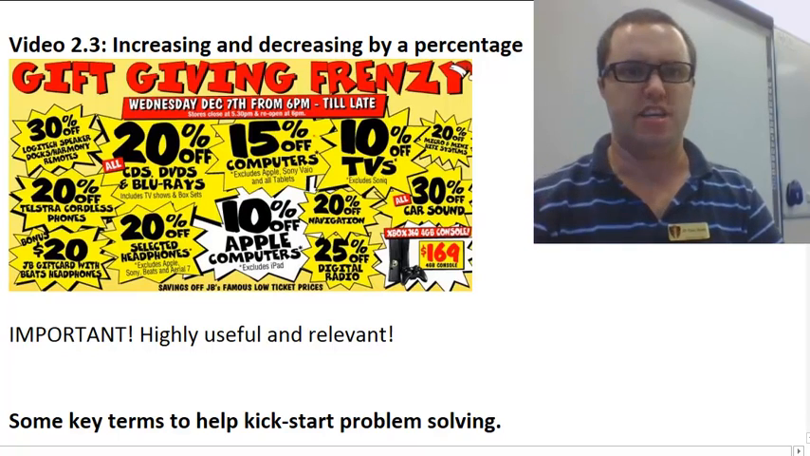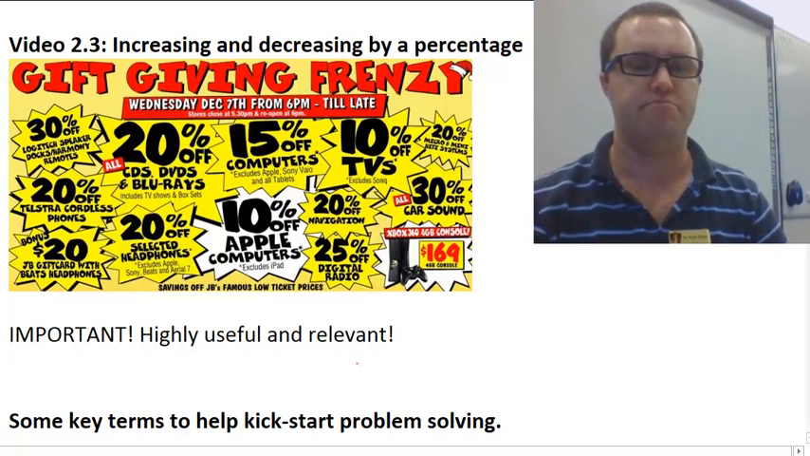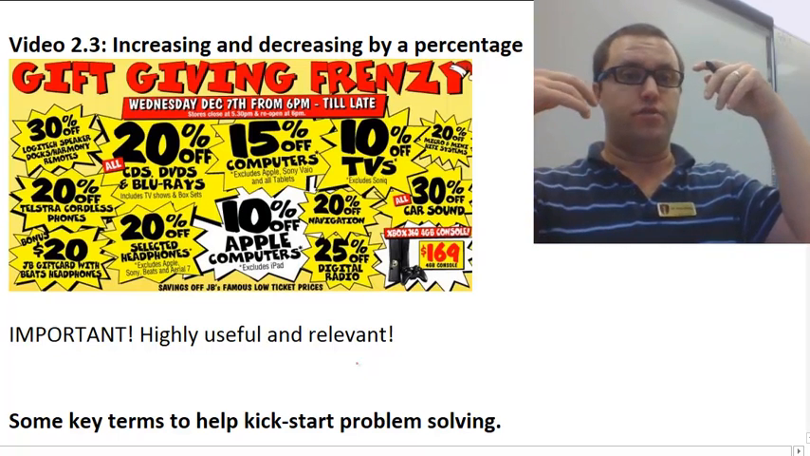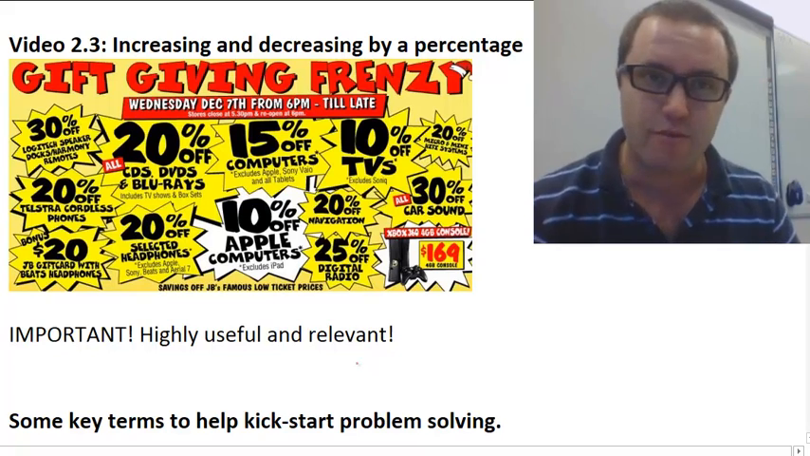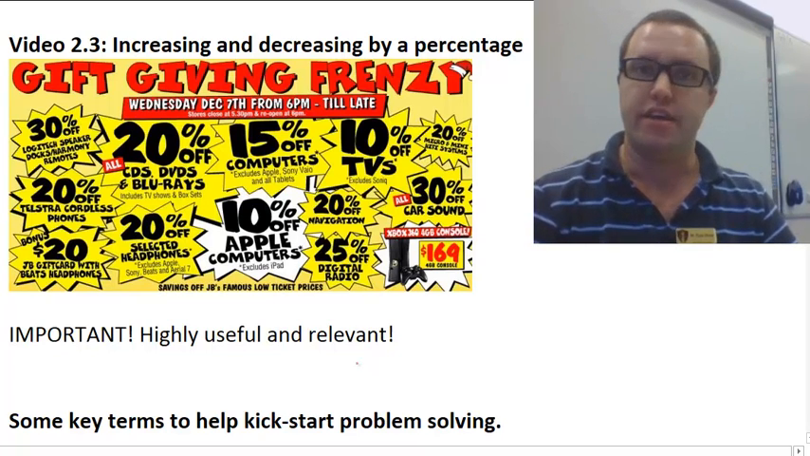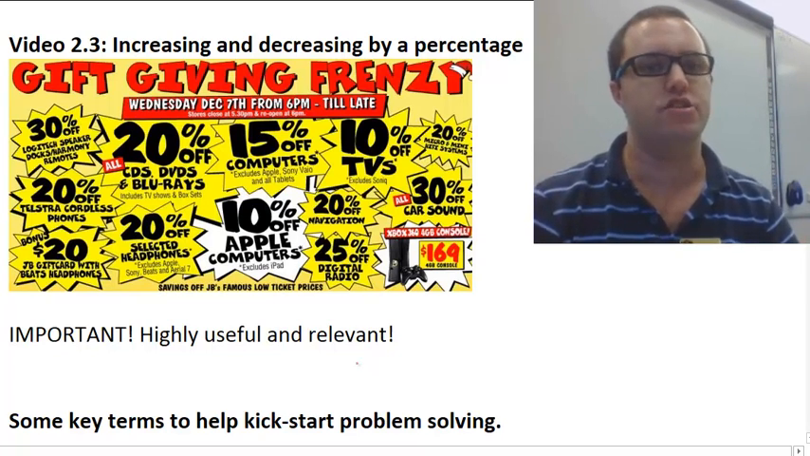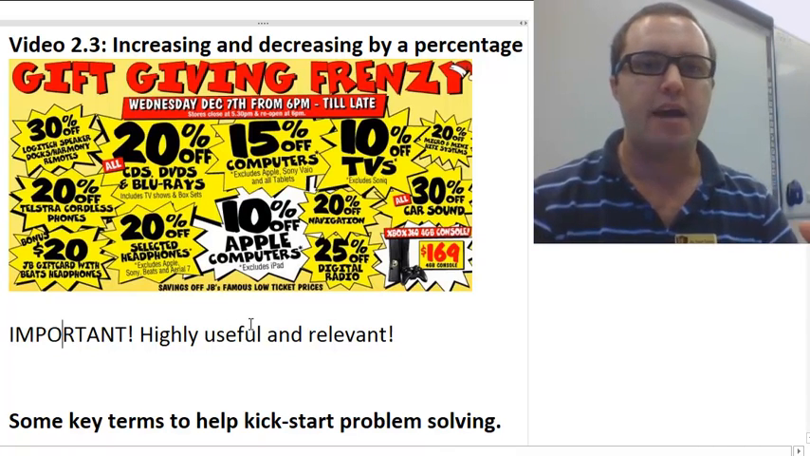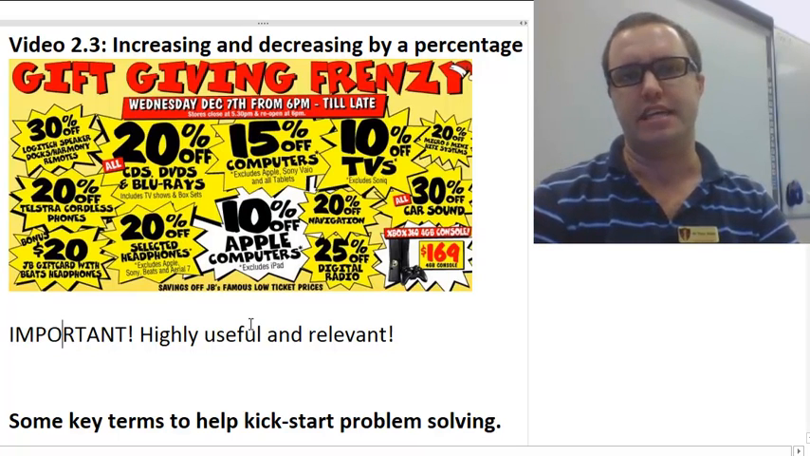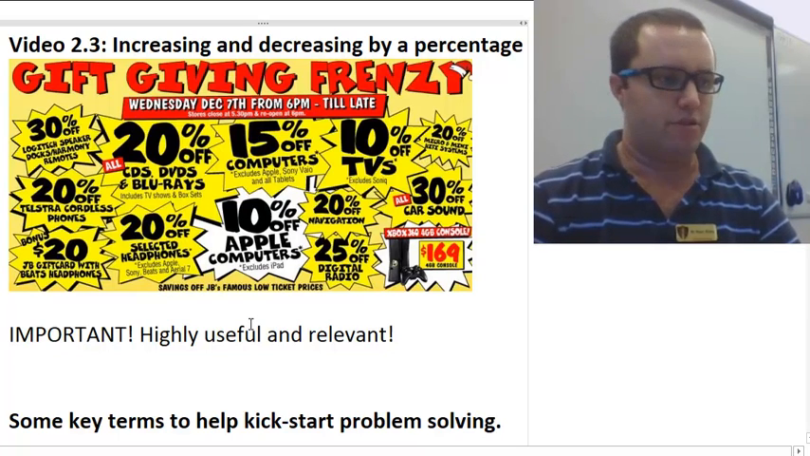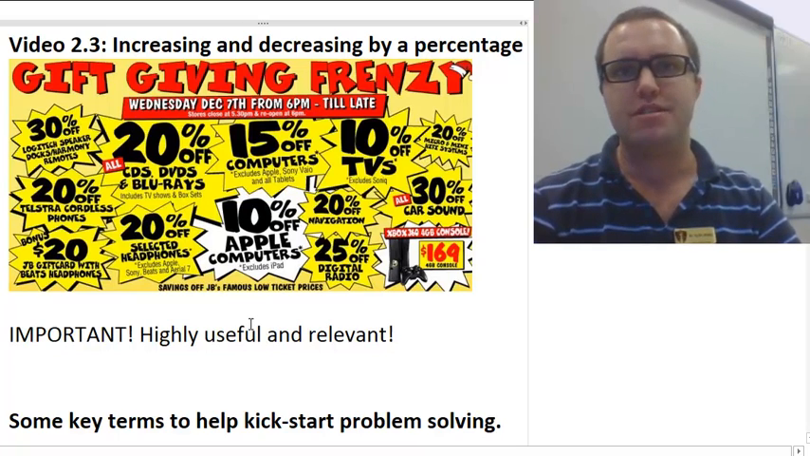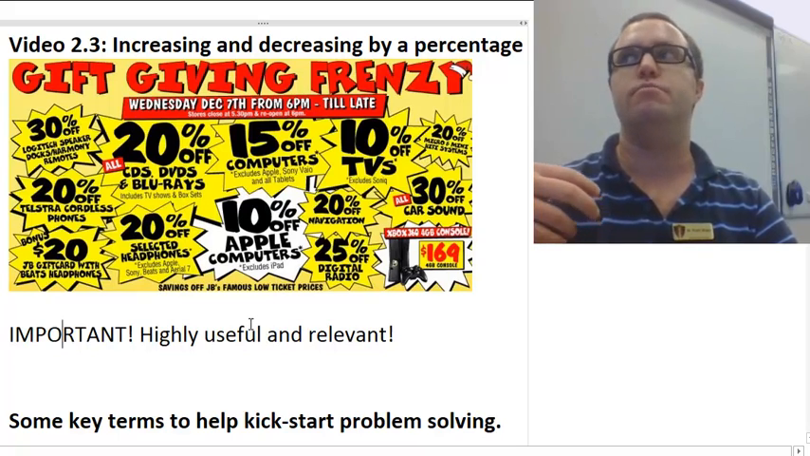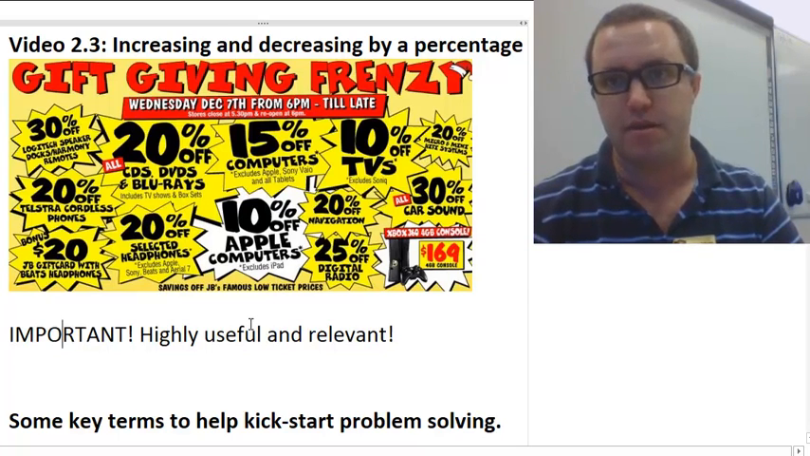Now, as you can see here by this JB Hi-Fi sale advertisement, percentages for increases and decreases is massive. It is everywhere. Throughout the year, you'll see these sort of things coming off, and a great thing to be able to do, and that's why this is highly useful and relevant, is to be able to deal with these things quite effectively and easily. To be able to quickly calculate percentages on the spot will save you having to ask somebody else or being surprised at the checkout when you find that something may be a lot more expensive than you thought it was.